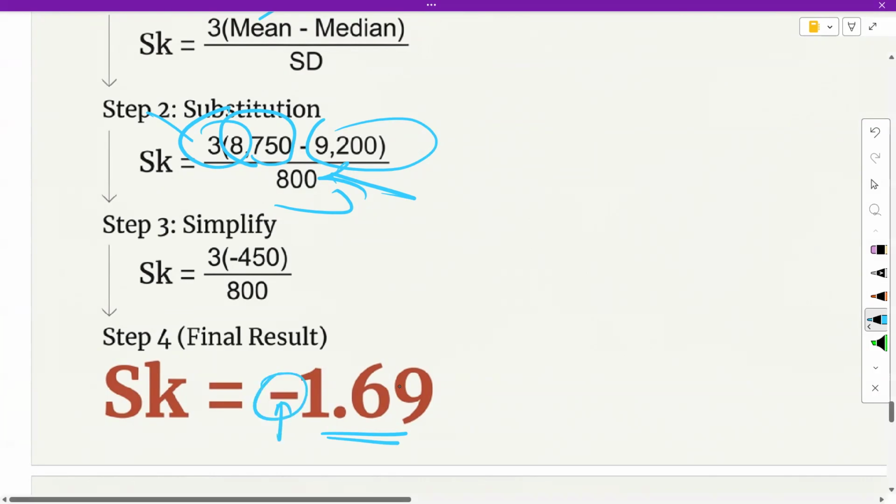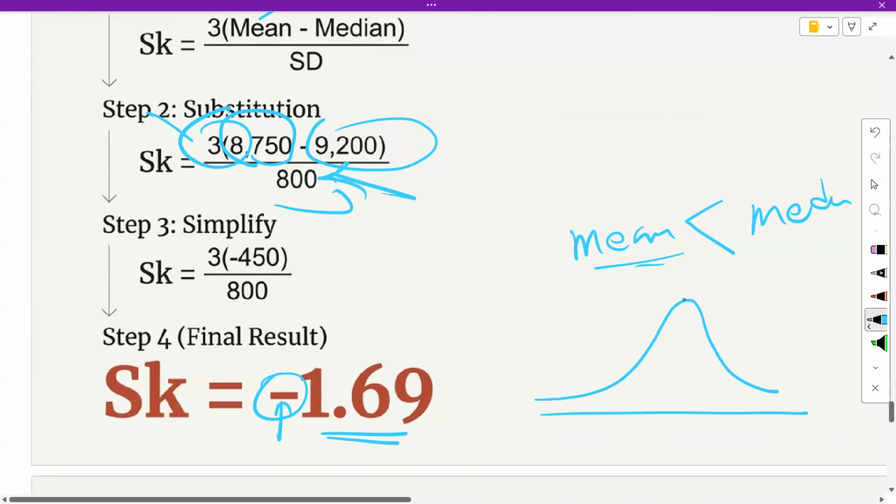Minus 1.69 is negatively skewed because the sign is negative. We can also see this mentally, without drawing: the mean is less than the median. So it looks like this, and this is the mode, this is the mean, and here the median. So it's negatively skewed. If the sign is positive, the distribution looks like this, and you can observe the mean on the right side.